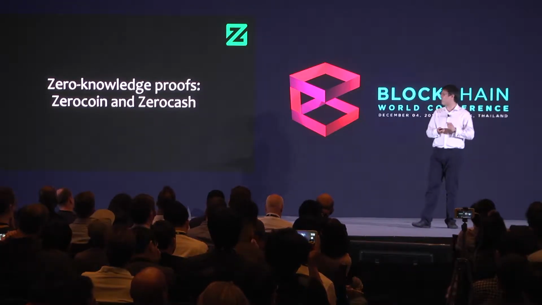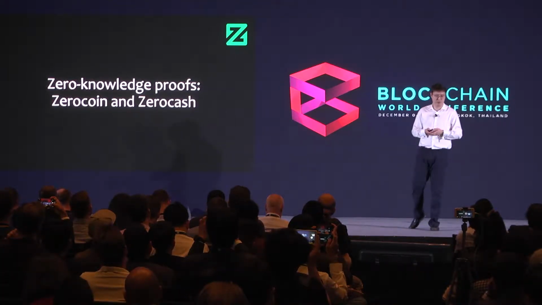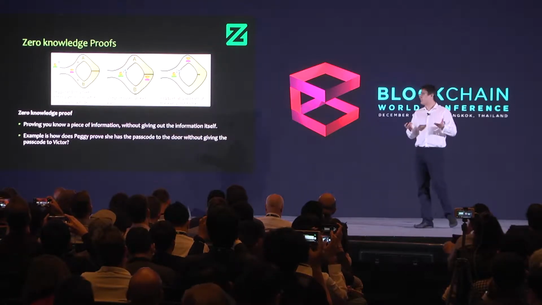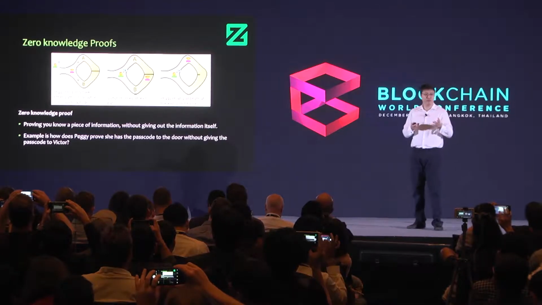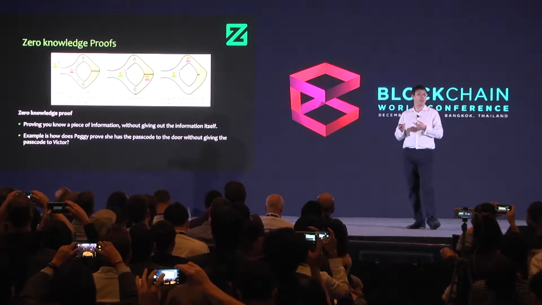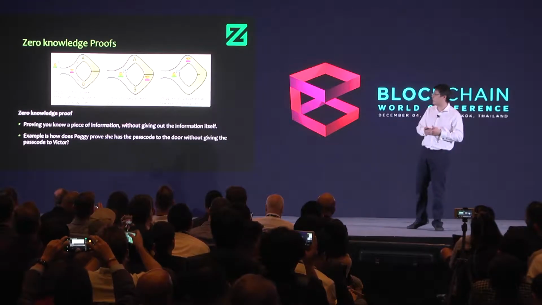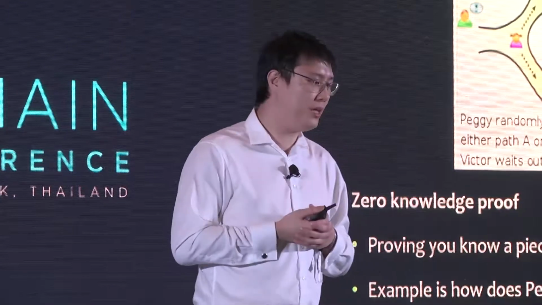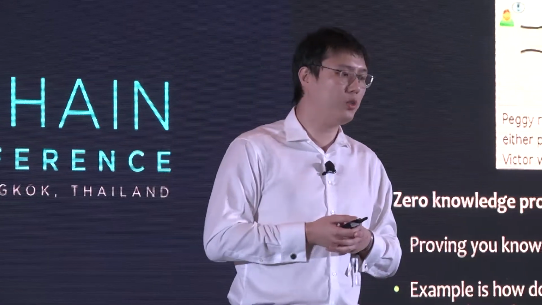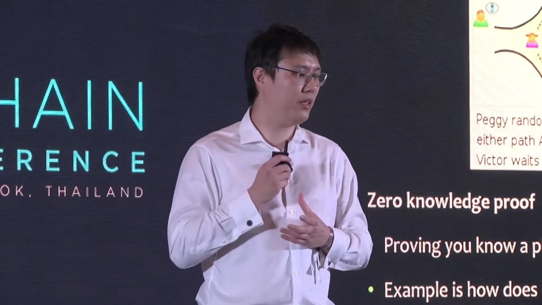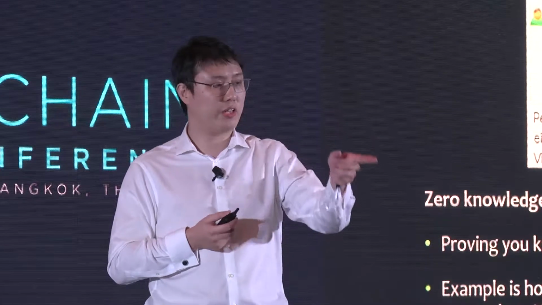Zcoin and Zerocash are different protocols despite the similar name, but they work on similar principles, right? So what's a zero-knowledge proof? The classic illustration of a zero-knowledge proof is proving that I know a piece of information without giving out that information itself. There's this little cave, and there's a little secret trapdoor between A and B. How does Peggy prove to Victor that she knows the secret passcode to that secret door without telling Victor the passcode?